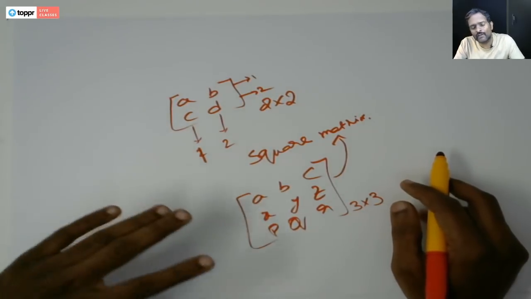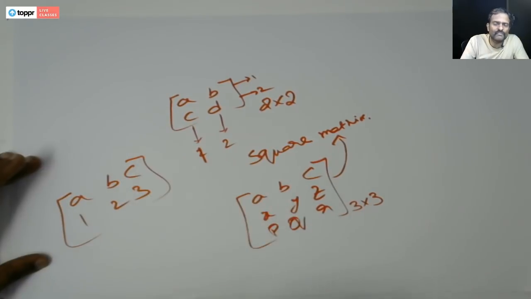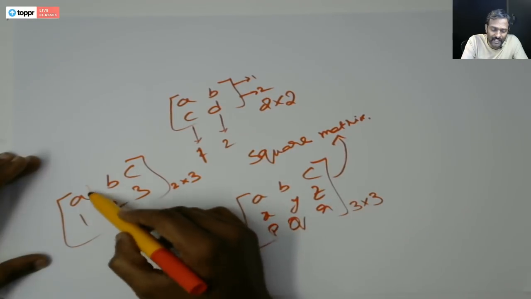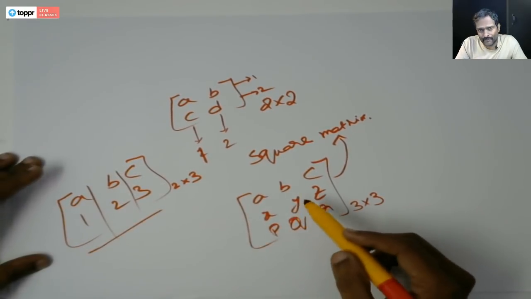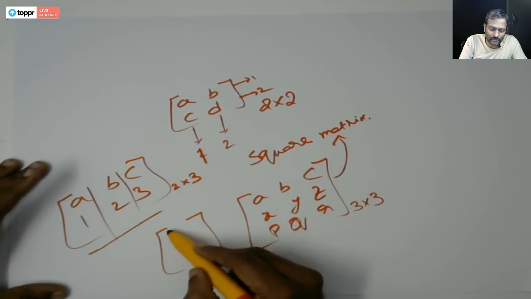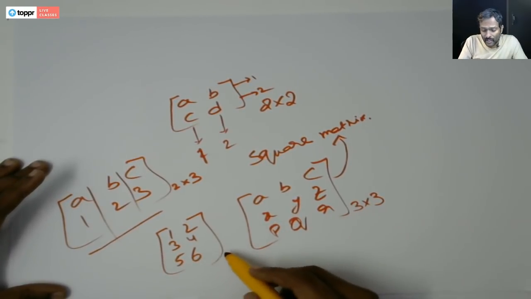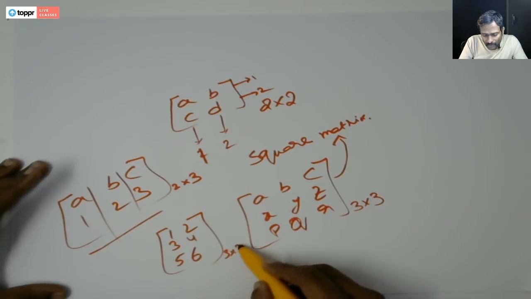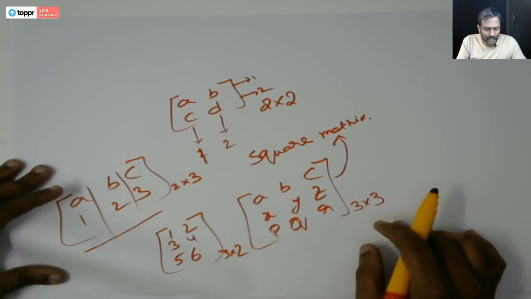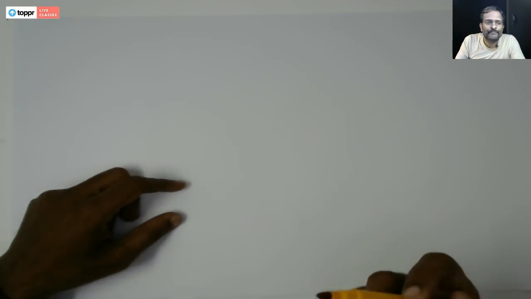And if the number of rows and columns are not equal, say suppose I have A, B, C, 1, 2, 3, one more matrix, here the number of rows is 2 and the number of columns is 3. So this is called a rectangular matrix. When the rows and columns are not equal, it is called a rectangular matrix. It can be in this way also, like 1, 2, 3, 4 and 5, 6. This is one more matrix whose order is 3 by 2, also an example of a rectangular matrix. So I think you understood what exactly a square matrix and a rectangular matrix are, right?